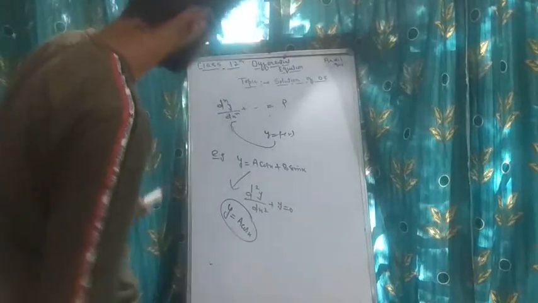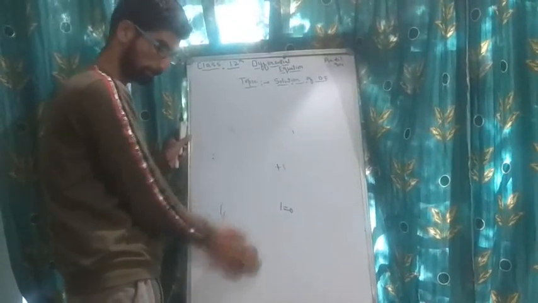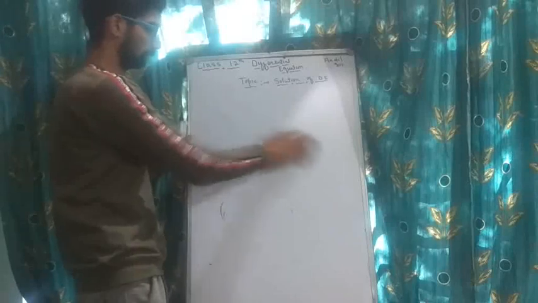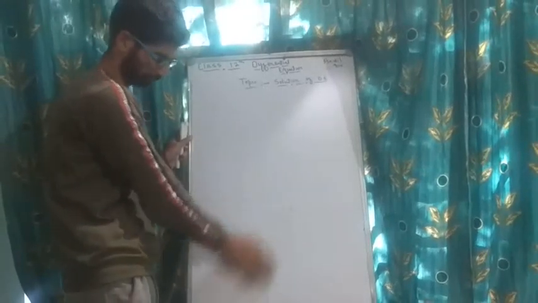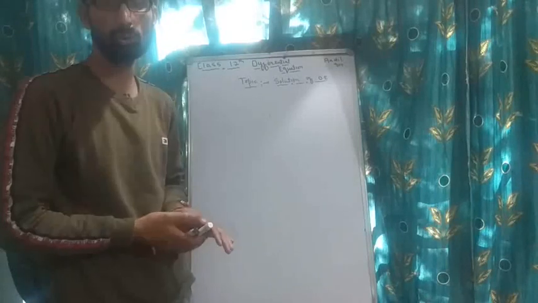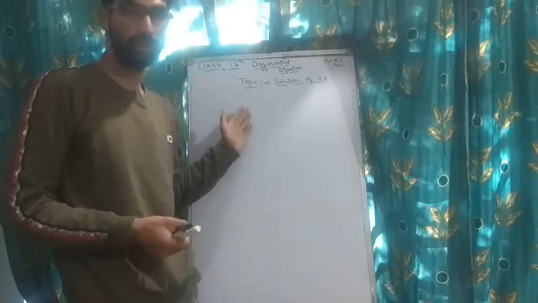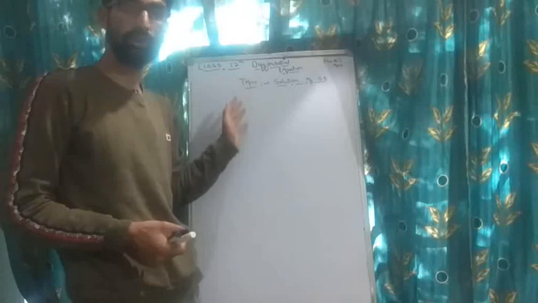Now, how many arbitrary constants are present in the general solution? The number of arbitrary constants in the general solution is equal to the order of the differential equation.